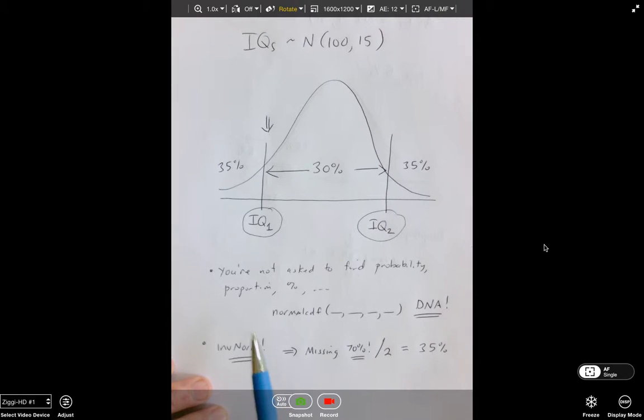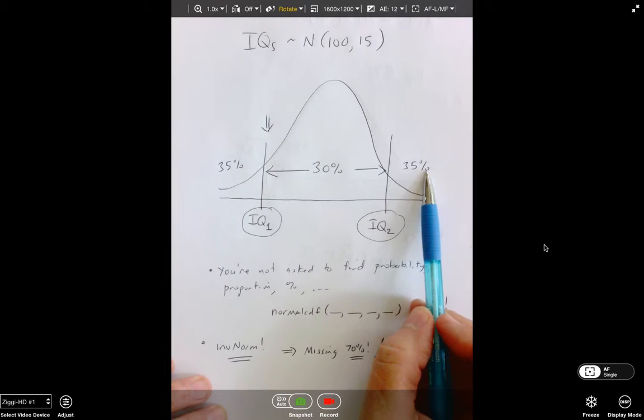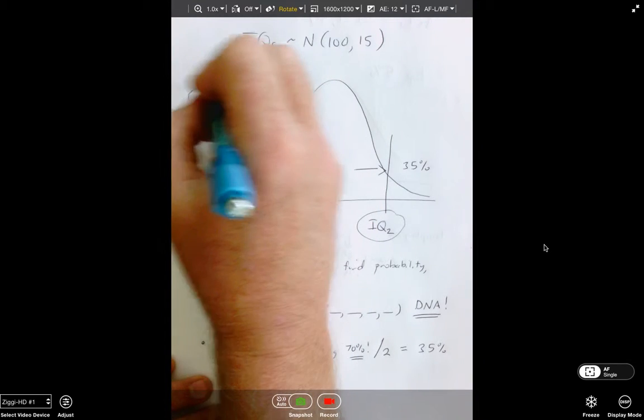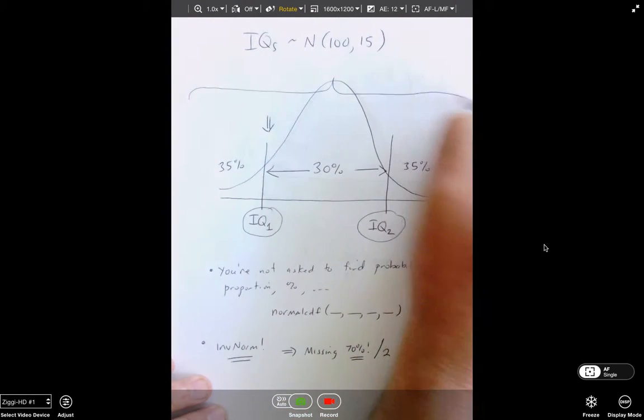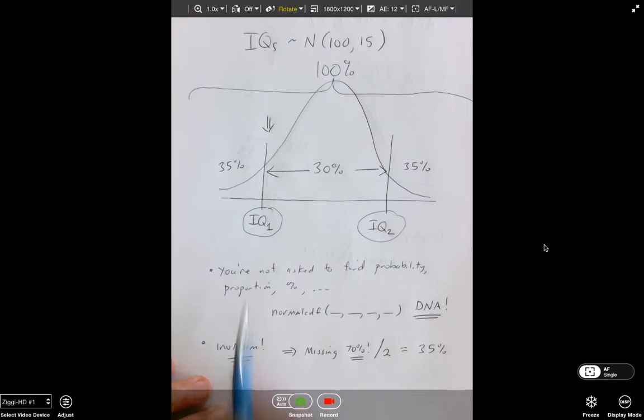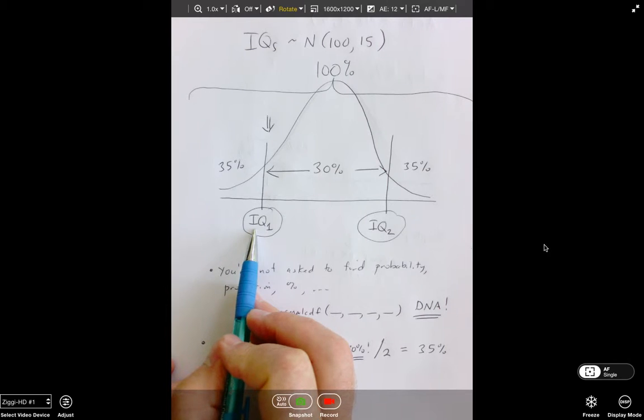So does it add up to be 100? Well, I got 35 plus 35 is 70, plus the 30 gives me 100%. So I have accounted for, in this distribution, 100% of the information. To find this score, what am I going to do?